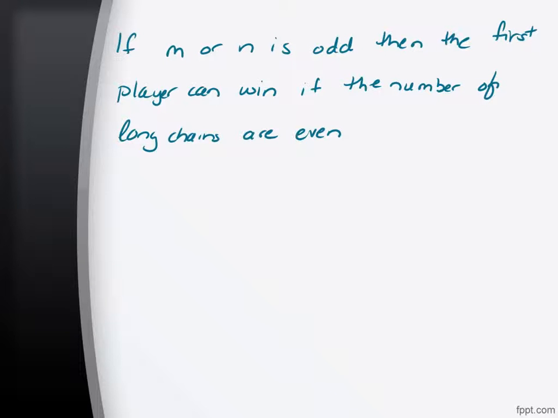And then you can see it's an even odd game. If either one of the m or n is odd, then the first player can win if the number of long chains is even. And again, it's about filling in the boxes and being the person that gets to fill in the last set of boxes.